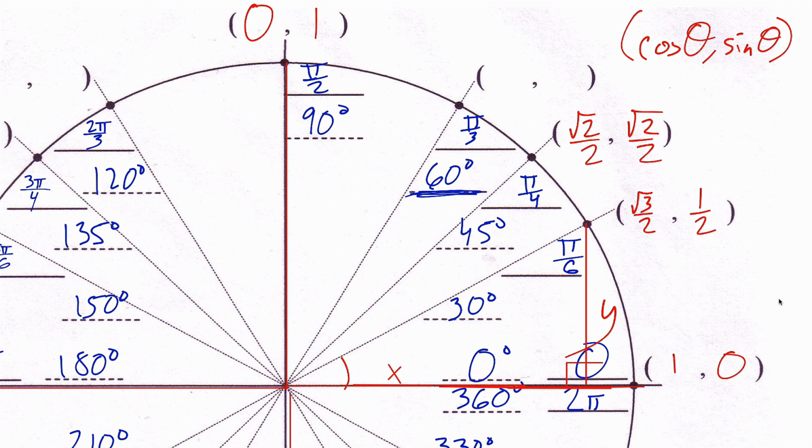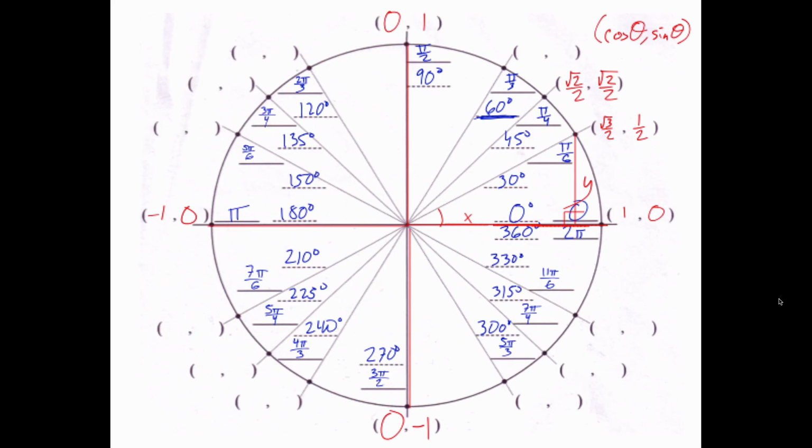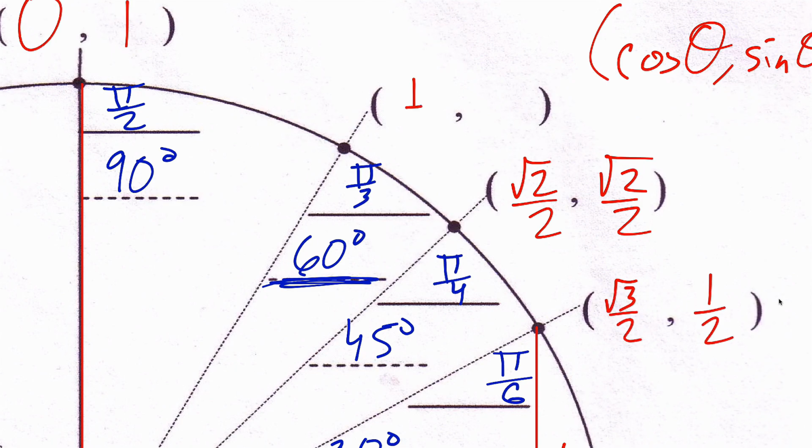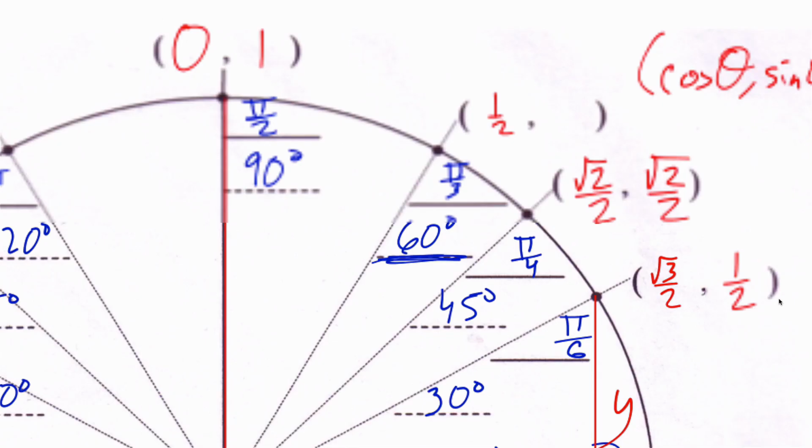Cool. The cosine of 60 degrees is going to be the x coordinate at 60 degrees. So the cosine of 60 degrees is 1/2. The y coordinate at 60 degrees, again, the sine is the y. So we go to the sine of 60 degrees, which is the square root of 3 over 2.